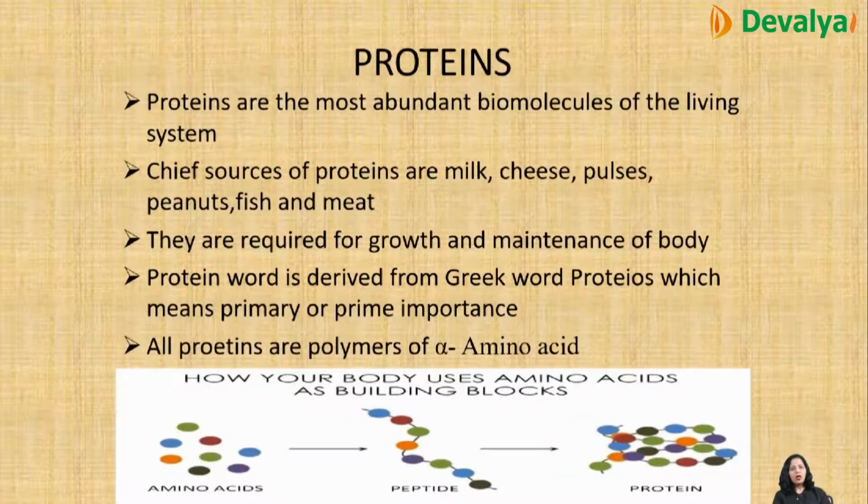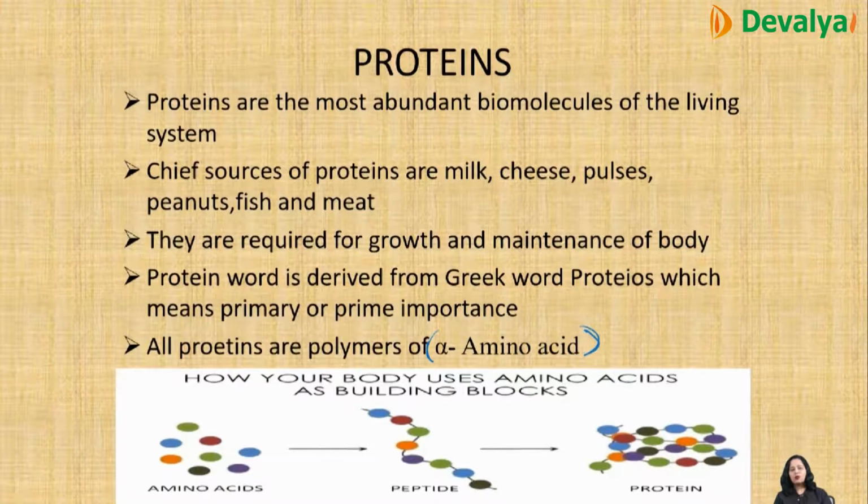Next is the protein. The protein's basic unit is the alpha amino acid. This is the alpha amino acid, which is the basic unit of the protein. Proteins are the most abundant biomolecule of living organisms. Like in our body also, hair, skin, everything is made up of protein. So that is a very important constituent in our diet also. And the chief sources are milk, cheese, pulses, peanuts, fish, meat.